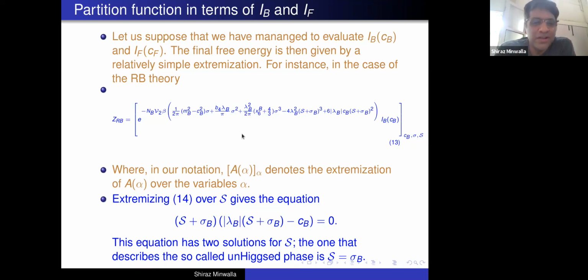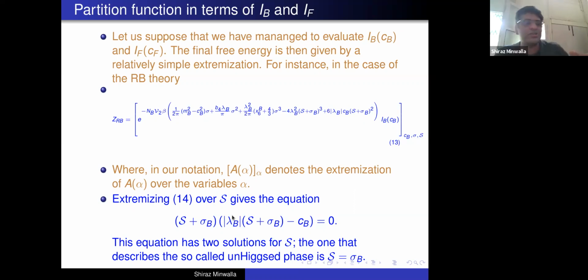Okay. Now, just for this one particular case, the case of the regular boson theory, I'm going to just take you through this for 2 minutes. Extremizing this quantity here over S is very simple, because S appears here as a quadratic and a cubic piece, and its equation of motion has two solutions. It's a quadratic equation which has two solutions. This is the equation of motion. The simpler of the two solutions is just that S is equal to minus sigma B.